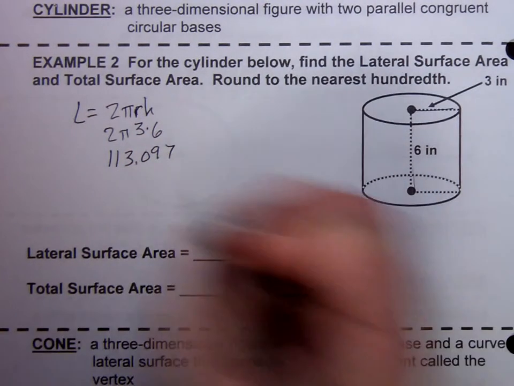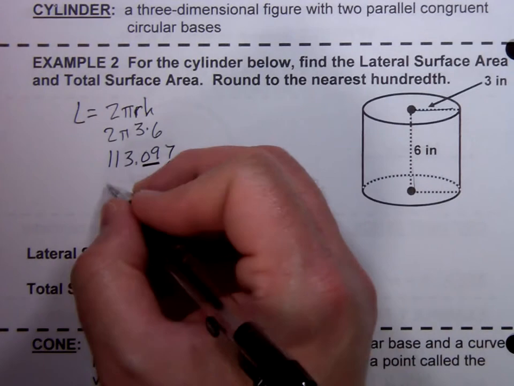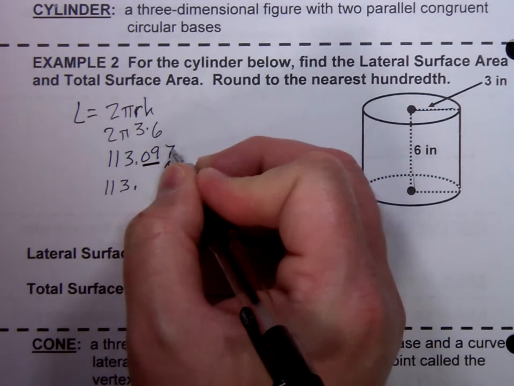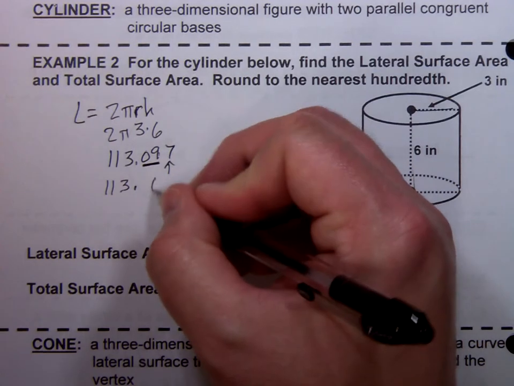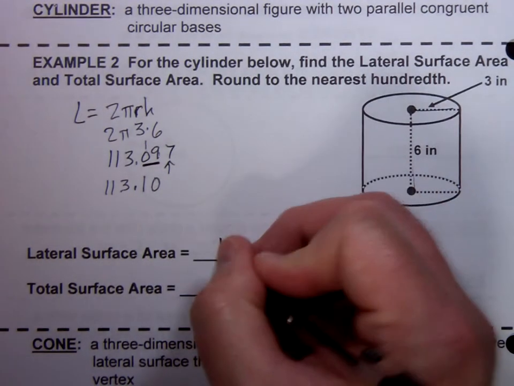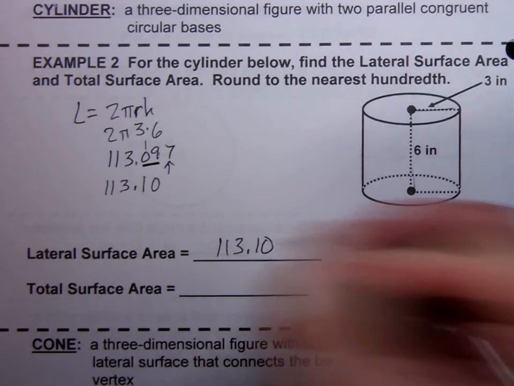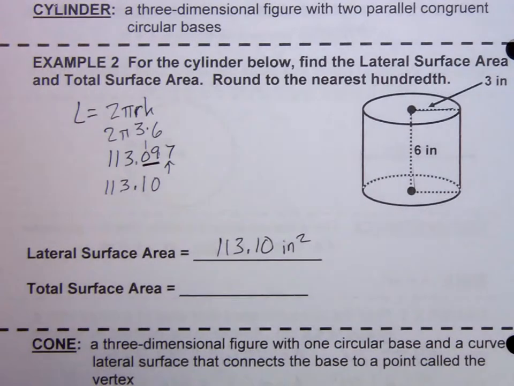And we're rounding to the nearest hundredth, so I'm keeping 2 numbers after the decimal point. I looked at that third number to see if I round up. 7's big enough to round up. Well, if I increase 9 by 1, it becomes 10, so the 1 has to carry over to the other column. So 113.10. This is in inches, so any kind of area, including lateral surface area, will be inches squared. Area is always units squared.